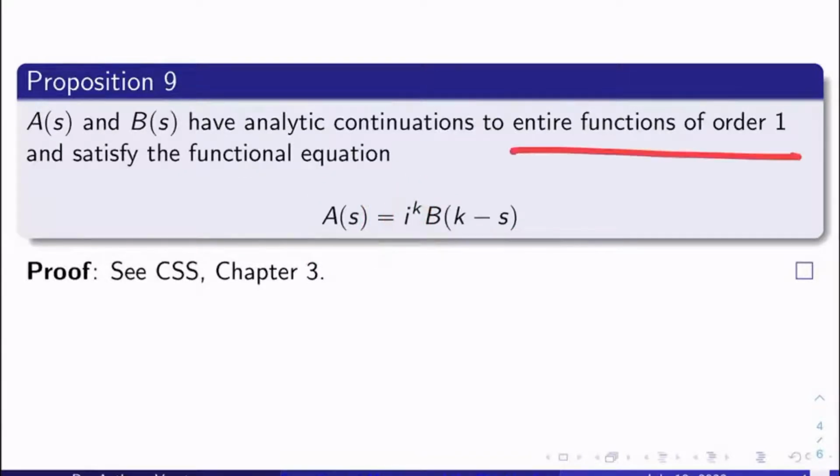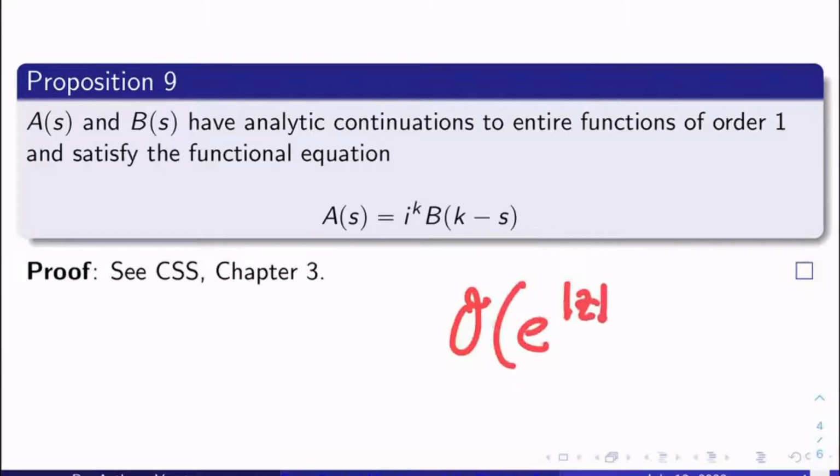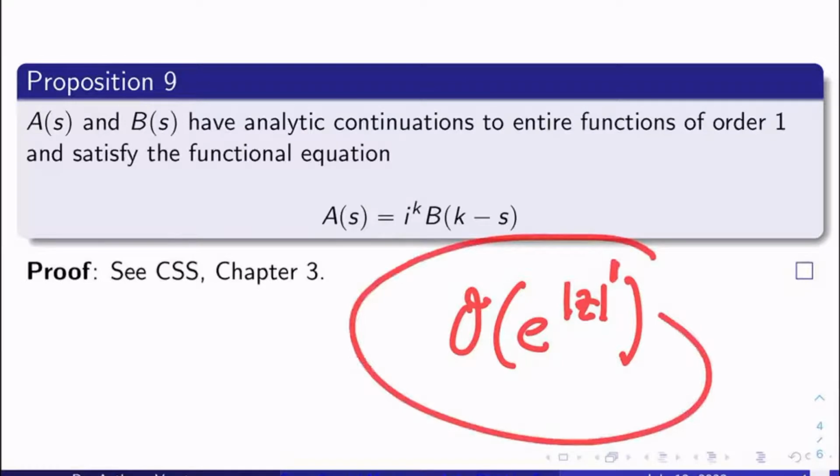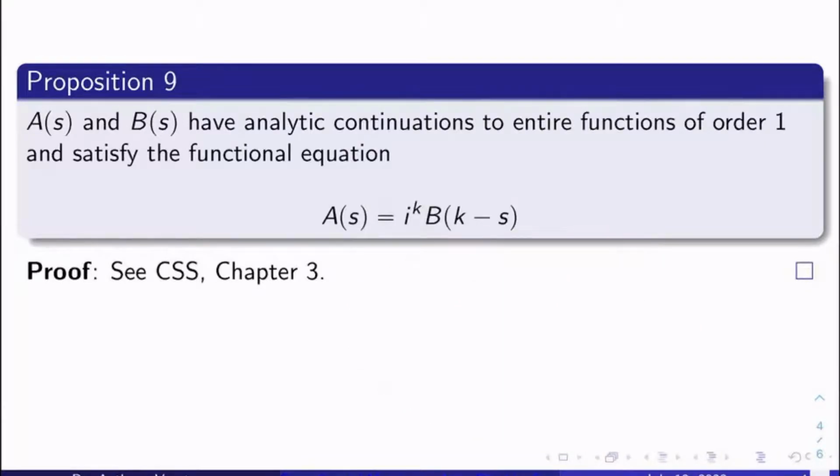By the way, what's an entire function of order 1? I used that term last time and didn't define it. It's a function that essentially behaves like big O of e to the absolute value of z as z gets large. Furthermore, this 1 here attached to the absolute value of z, this power 1, is the smallest integer power for which this is true. That's what order 1 means. It's just a technical detail that's not that important for us.